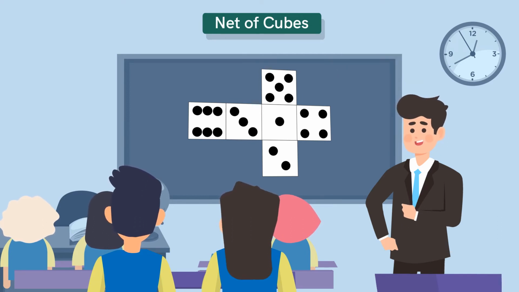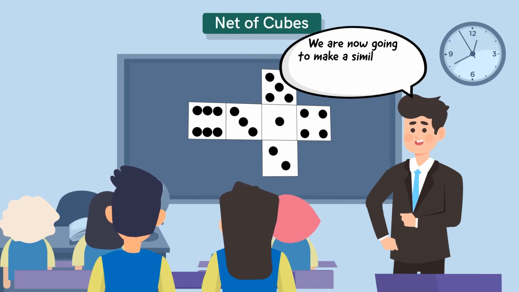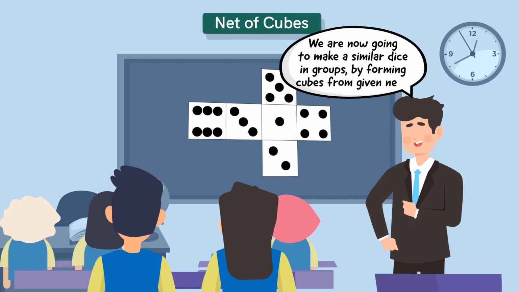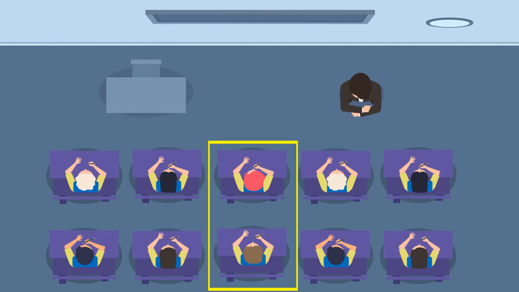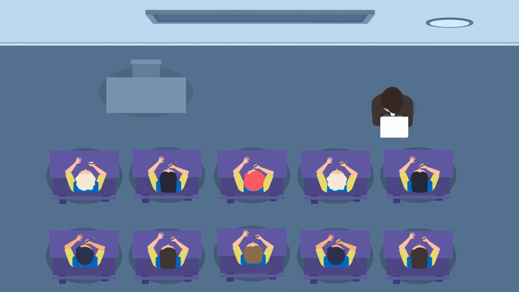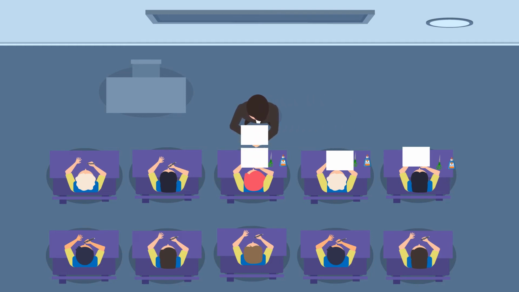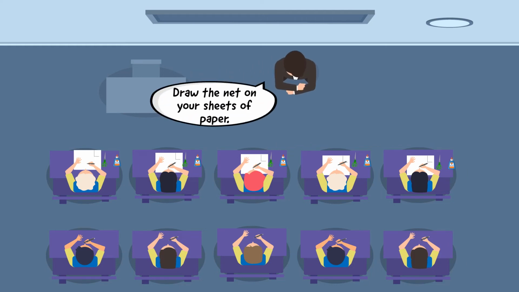Once they are done, inform the students that they are now going to make a similar dice in groups by forming cubes from given nets. Begin by dividing the students into 5 groups. Provide each group with a thick sheet of paper, safety scissors and Fevicol. Then ask the students in each group to draw the net on their sheets of paper.